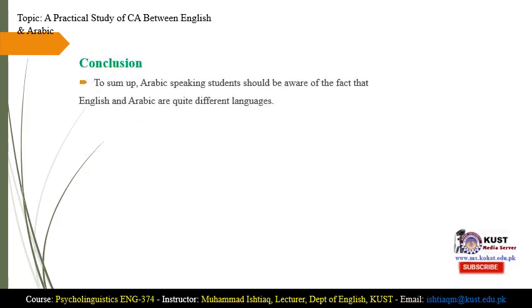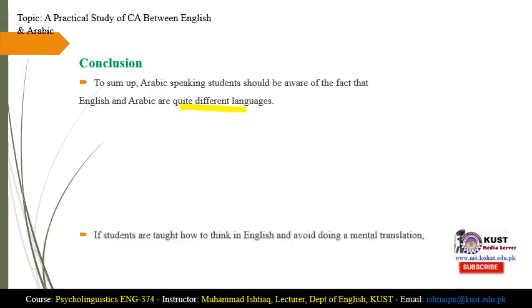Conclusion. To sum up, Arabic speaking students should be aware of the fact that English and Arabic are quite different languages. They must make it mentally clear to themselves that Arabic and English are two quite different languages. They're not simply different in their substructures, they're quite different in many respects.